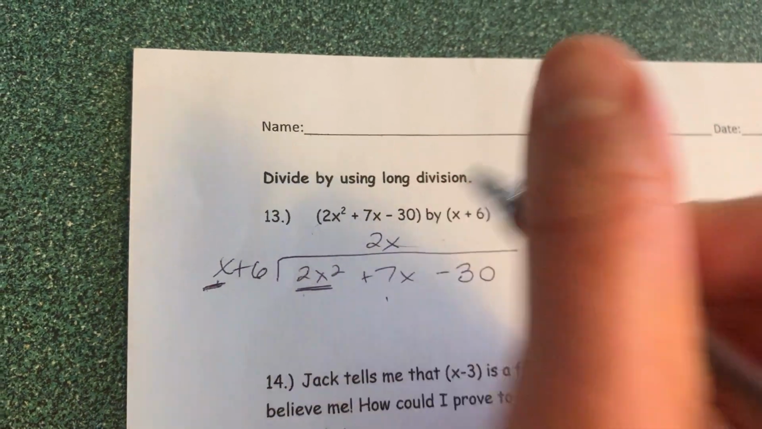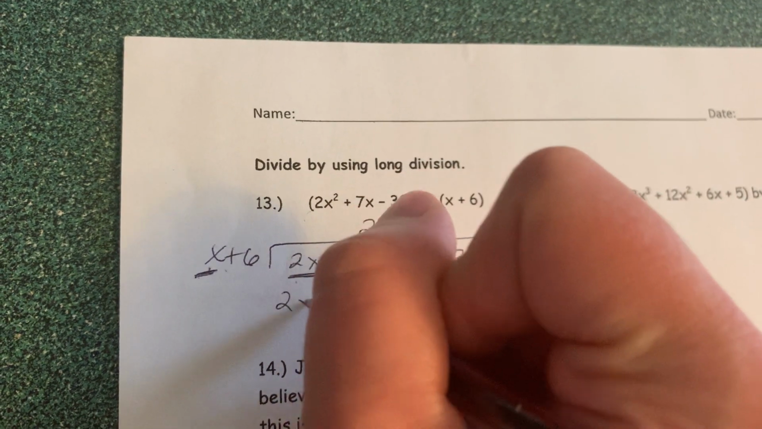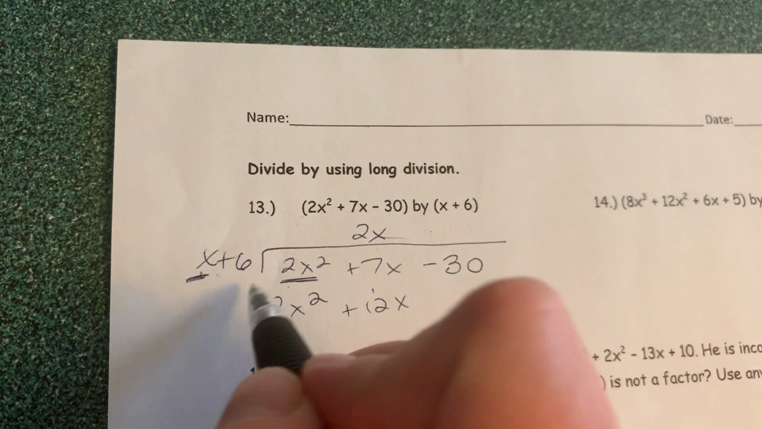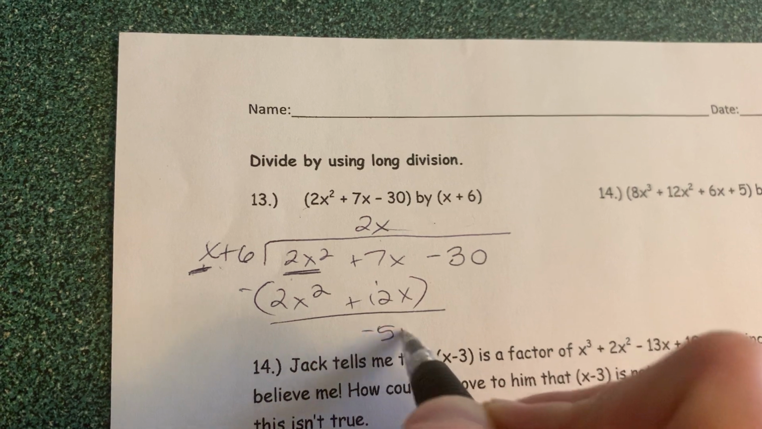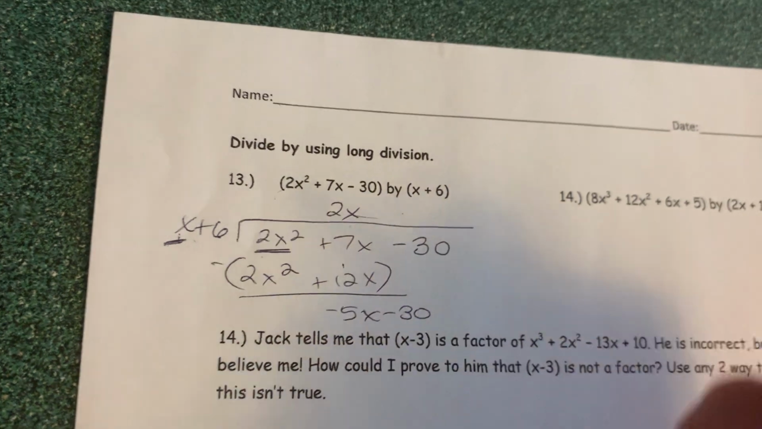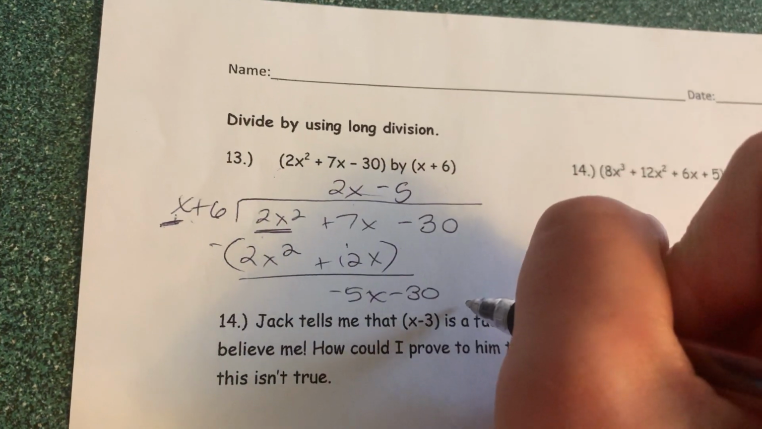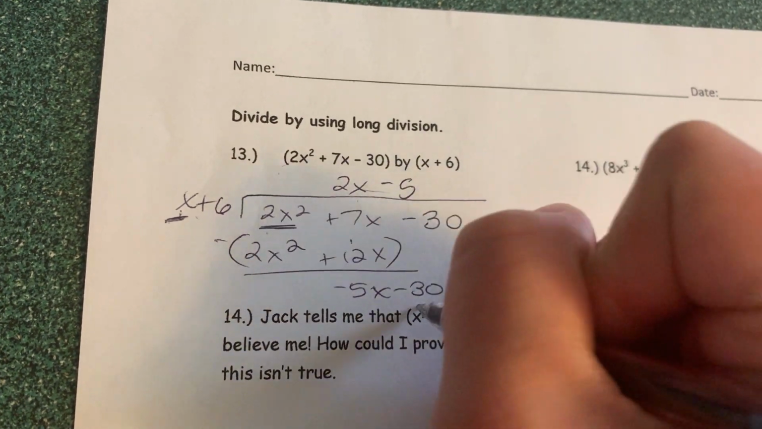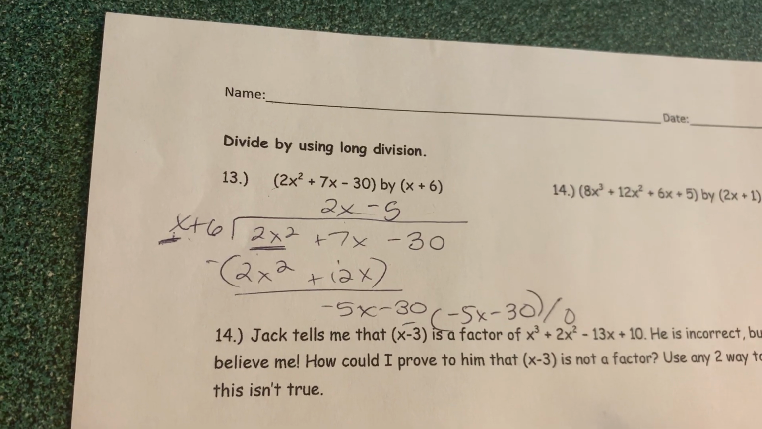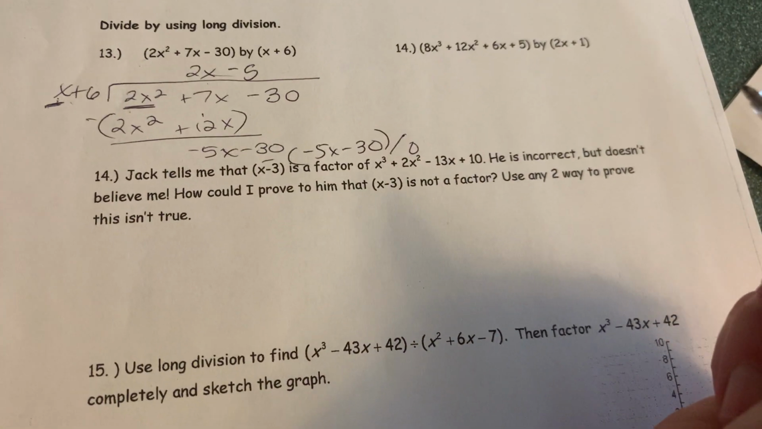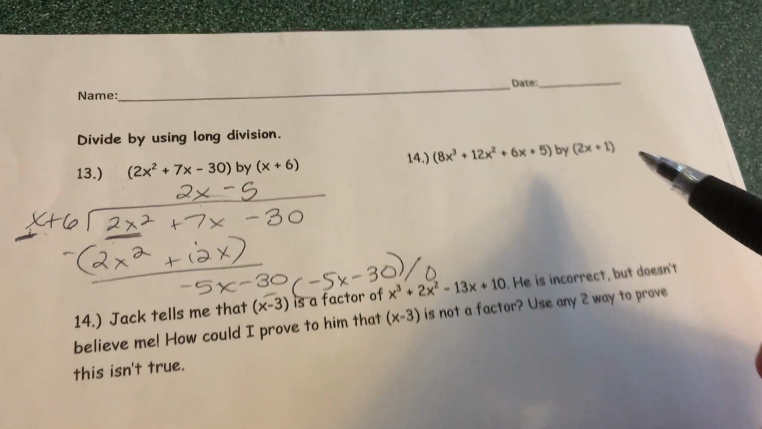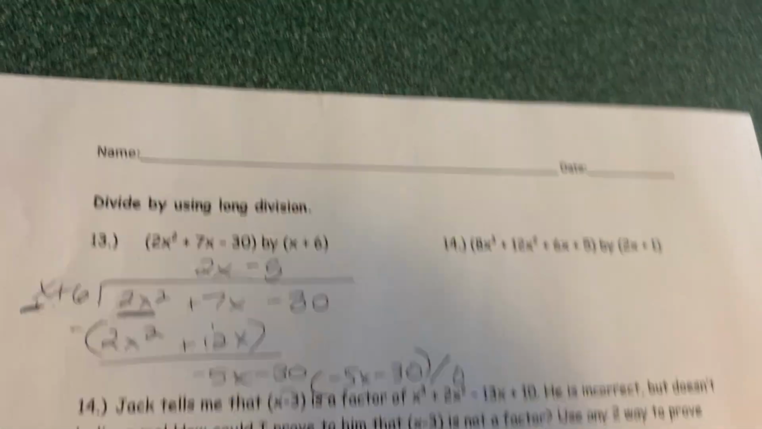Well, you need a 2x. So 2x times x is 2x squared plus 12, because you have to multiply both terms. When you subtract the quantity, you will get negative 5x minus 30. Okay, how do you get from here to here? Multiply by negative 5. You will get negative 5x minus 30. When you subtract, you get a remainder of 0. Okay. They didn't ask, is it a factor or not? So it is a factor because you got a remainder of 0, but that's fine if you don't, if they just ask you to divide.